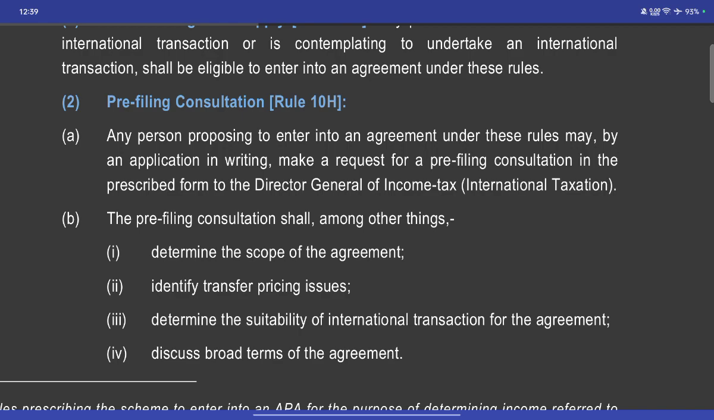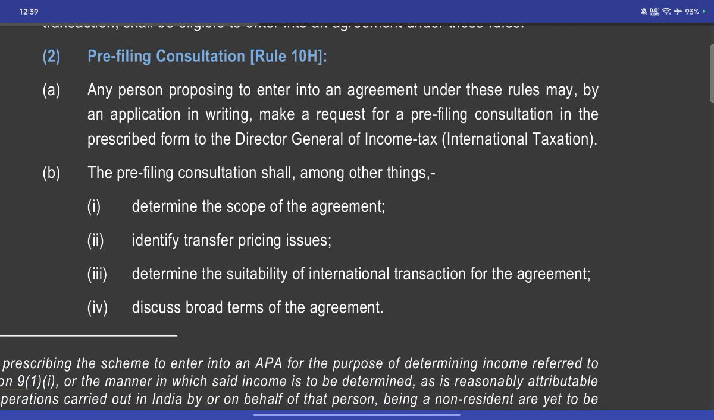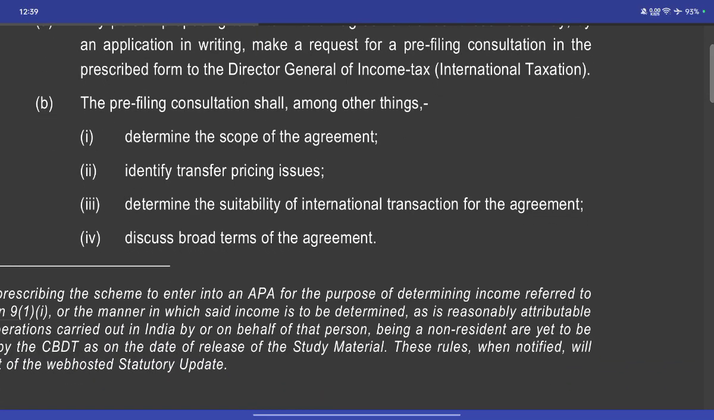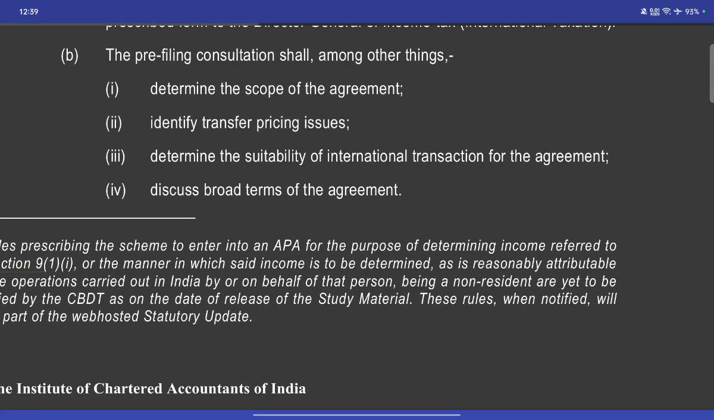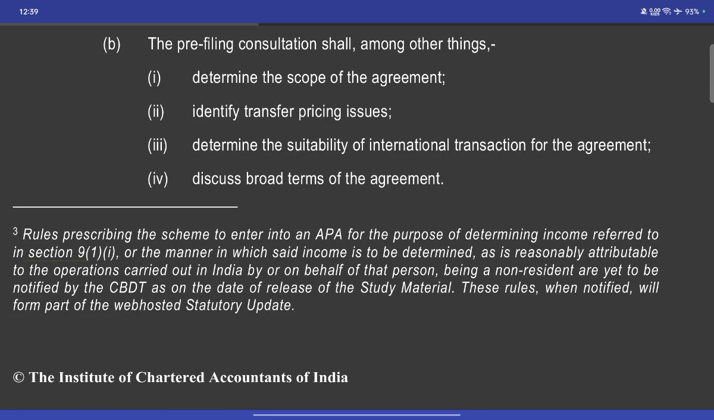Pre-filing consultation, rule 10H. Any person proposing to enter into an agreement under the rules may make an application in writing requesting pre-filing consultation in the prescribed form to the Director General of Income Tax International Transaction. Pre-filing consultation shall, among other things, determine the scope of the agreement, identify the transfer pricing issues, determine the suitable international transaction for the agreement, and discuss the outcomes or arrangement.